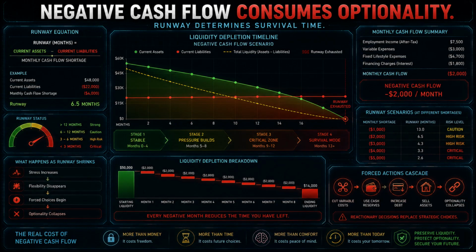This is extremely important because once runway begins collapsing, stress rises, financial flexibility disappears, and future optionality compresses rapidly. Assets may need to be sold, debt may increase, retirement contributions may stop, emergency reserves disappear, and often this occurs even after lifestyle quality has already been severely reduced. This is why over-leveraged systems become dangerous, not because stable periods are impossible, but because uncertainty becomes catastrophic.